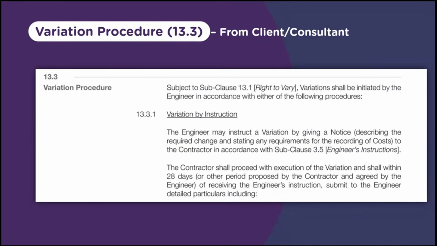Okay. So a variation shall be initiated by the engineer in accordance with either of the following procedures. The first condition, variation by instruction. The engineer may instruct a variation by giving a notice describing the required changes and stating any requirement for the recording of cost by the contractor in accordance with subclause 3.5. So that means the first case, okay?